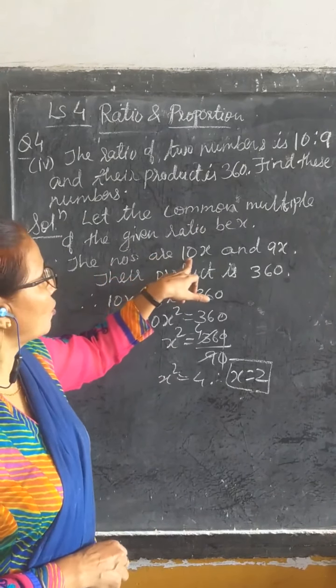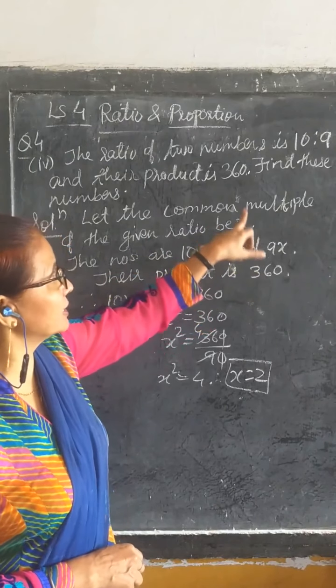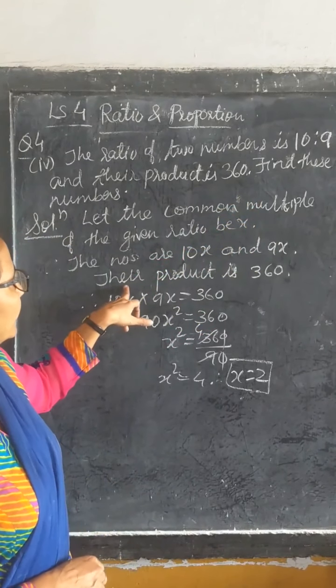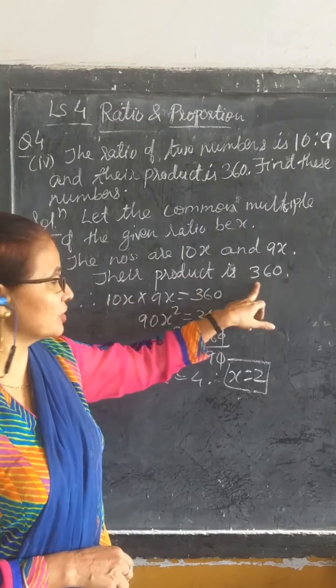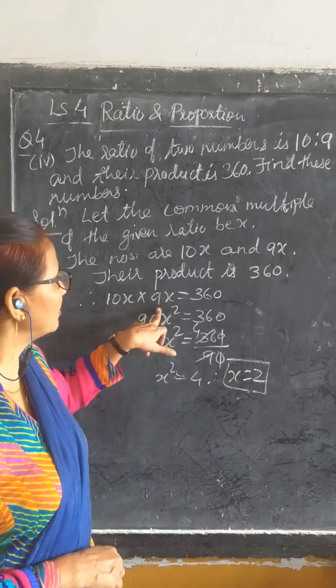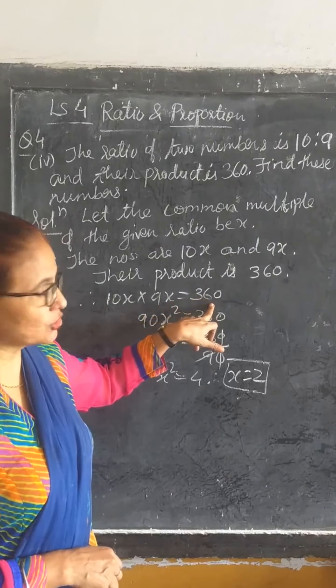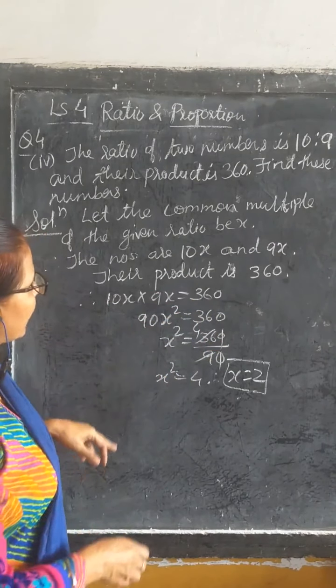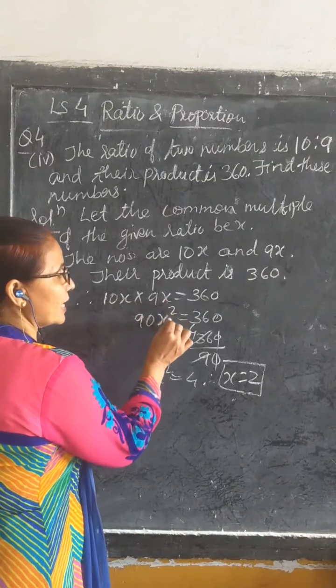Therefore, the numbers will be what? 10x and 9x, as the ratio is 10:9. And here the product is given, 360. So you have to take the multiplication sign, according to the question, between these two numbers, equal to 360. Now you have to solve this, and you know children, x into x is x square.